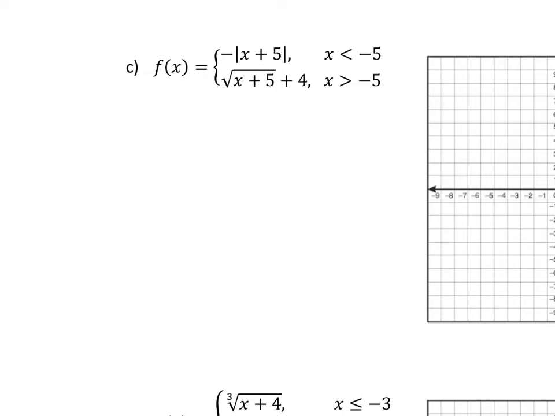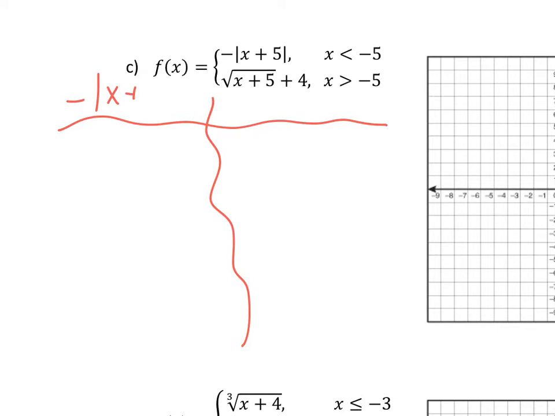Let's look at letter C. Here we have an absolute value function and a square root function. So again, I'm going to split this up into negative absolute value of x plus 5, and then square root of x plus 5 plus 4. Let's make our tables.